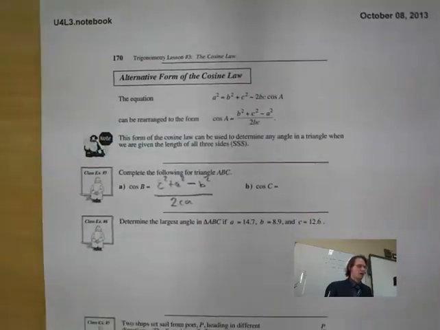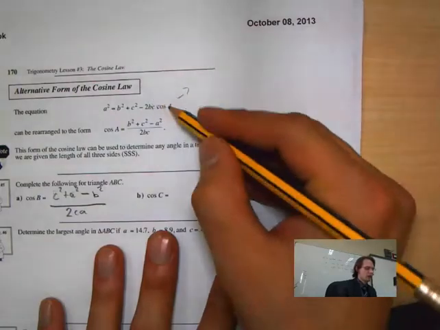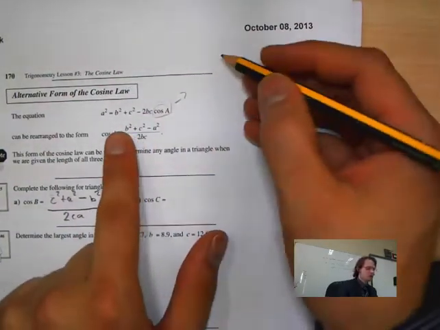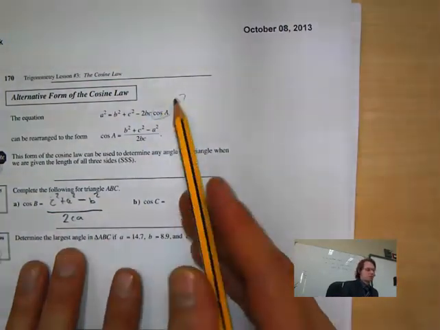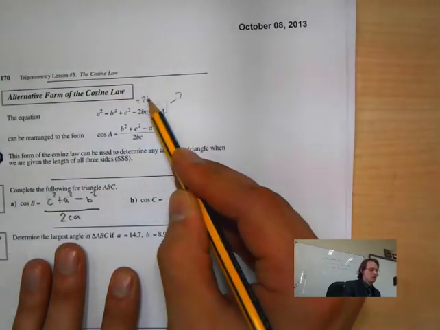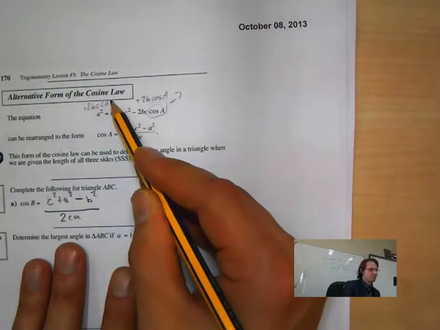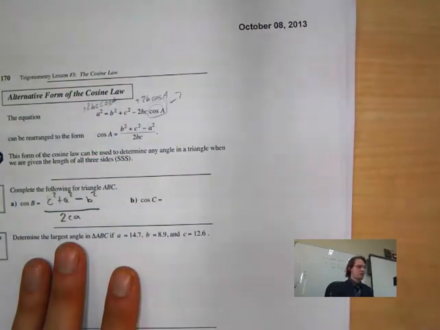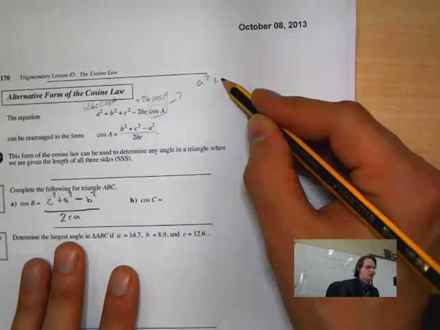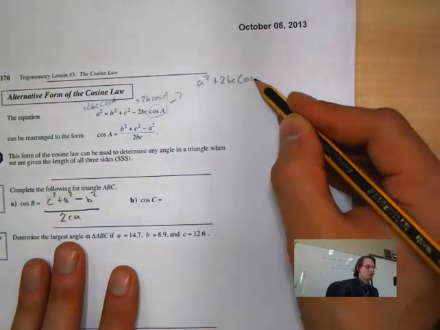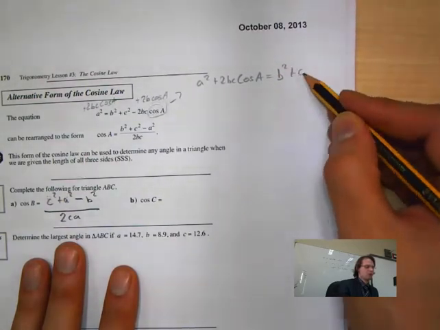This is why it is like that. I'm going to rearrange this top formula here. So we want to get cos A by itself. So first thing we're going to add 2 BC cos A to both sides. Then we're left with a squared plus 2 BC cos A is equal to b squared plus c squared.